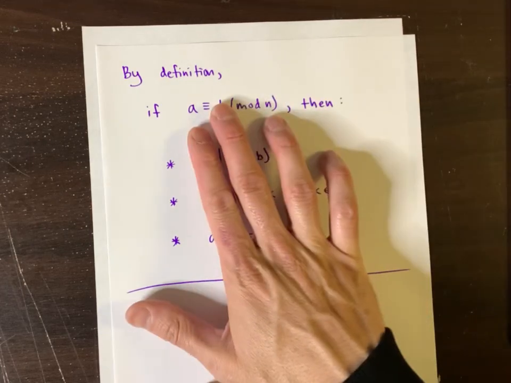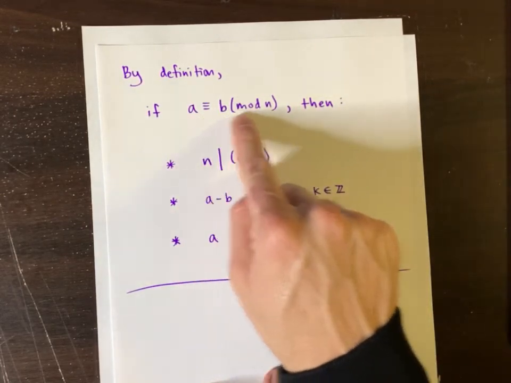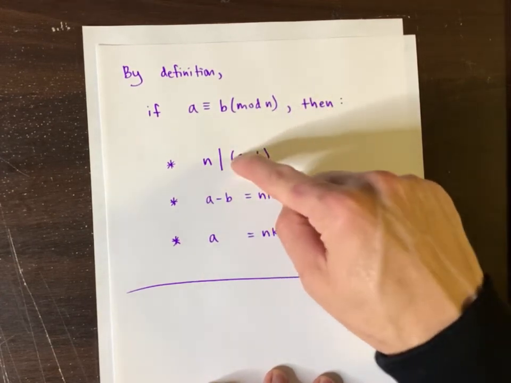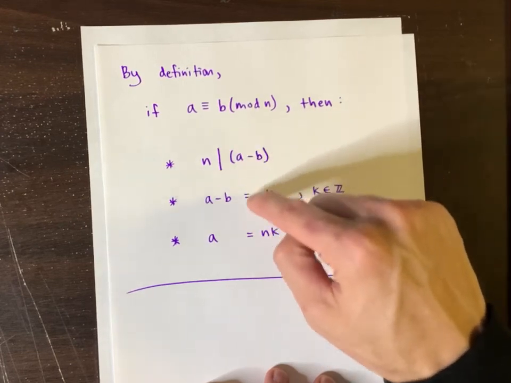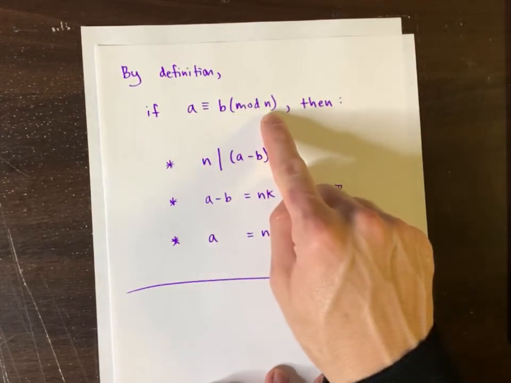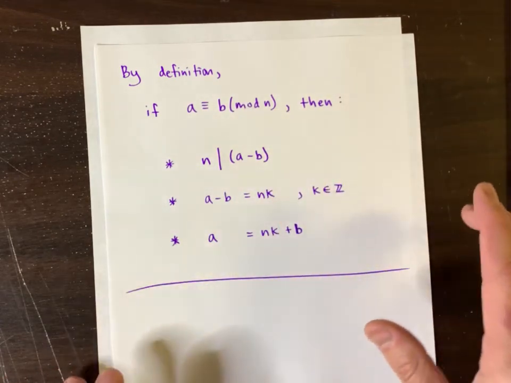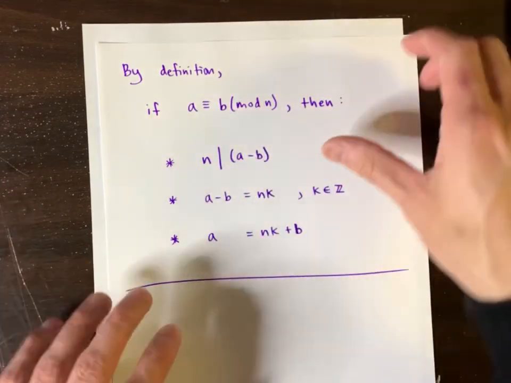So here's a definition of what it means for A to be congruent to B mod n. If this is true, then as a result, all of these statements are also true. And all of these are pretty much saying the same thing in a different format. Now, you probably know what this is already, but just in case you don't, let me take 1 minute to explain what this is. If you know what this is, fast forward 1 minute.